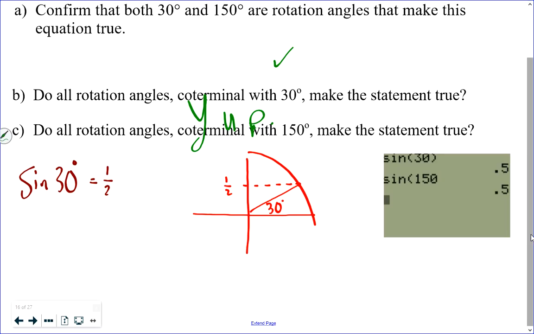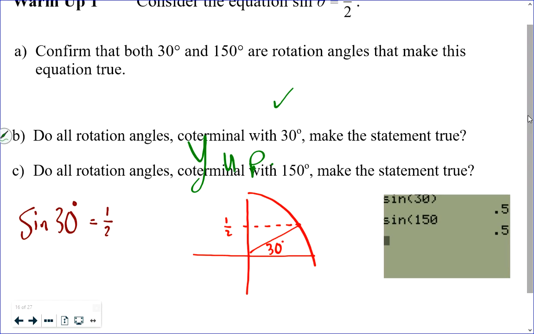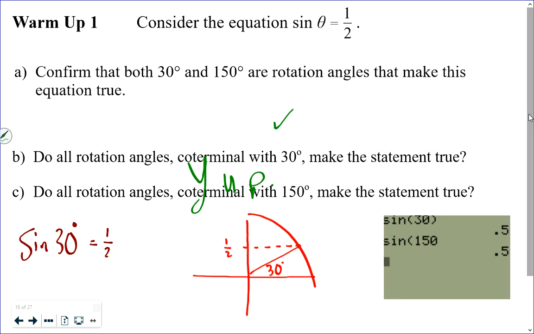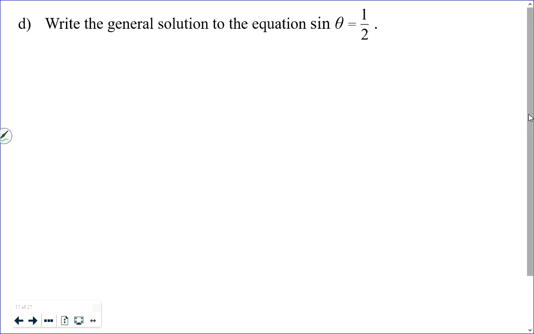But yes. And I'm just trying to illustrate to you that an equation, even an equation so basic as the one at the top of the screen here, even an equation that's that basic and that's trigonometric, has an infinite number of solutions. It has 2 solutions between 0 and 360. But over the domain of all real numbers for theta, it has an infinite number of solutions. Write the general solution to this equation then.